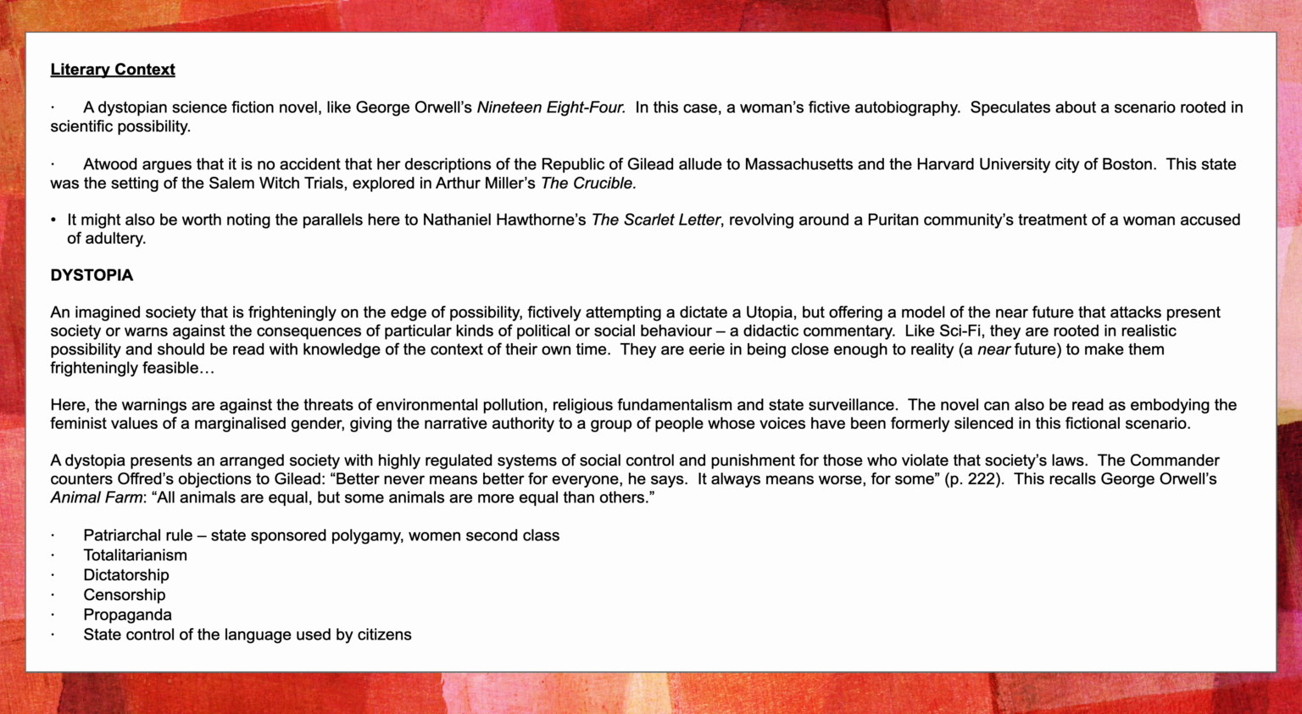Within the fiction, it might be that the story world, the diegesis, is attempting to dictate a utopia, but offering a model of a near future that attacks present-day society or warns against the consequences of particular kinds of political or social behaviour. A didactic commentary that warns us not to let little things that seem like they're for a good reason lead to a level of control that leads to the likes of the Holocaust or some sort of abhorrent atrocity of that nature.